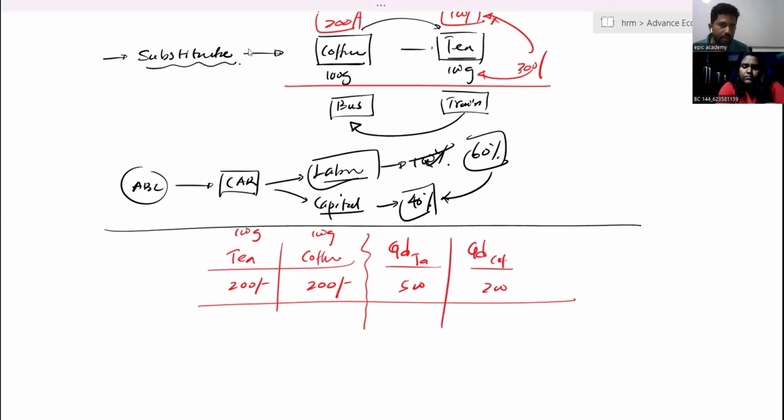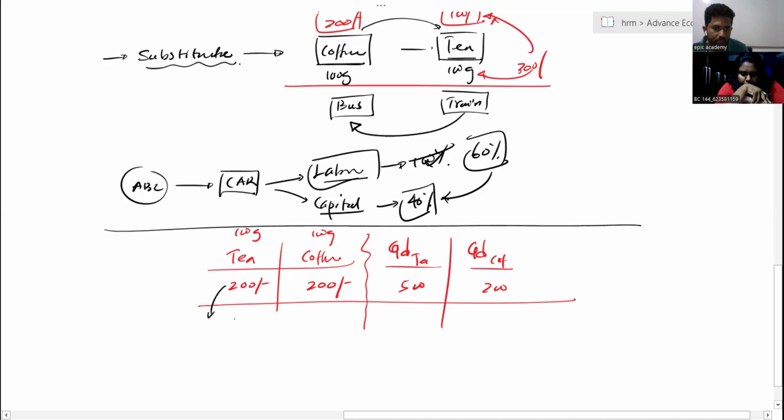But suddenly the price of the tea increased to 300. So then you are going to compare the price of the tea with the price of the coffee. There is no change in the coffee. So after considering that factor, consumers decide to buy the coffee, because it is reasonably low priced. That is why they are going to use it.